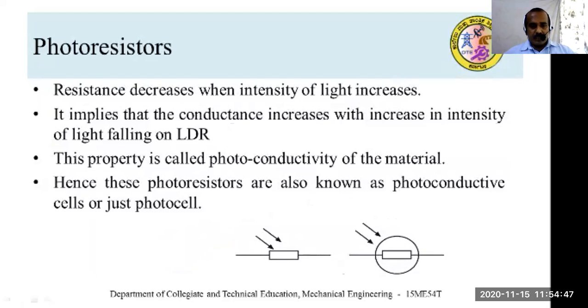In a photoresistor, resistance decreases when light falls on it. It is nothing but conductance increases with increase in the intensity of light. This property we call the photoconductivity of the material. These photoresistors are also known as photoconductive cells, or just photocells.